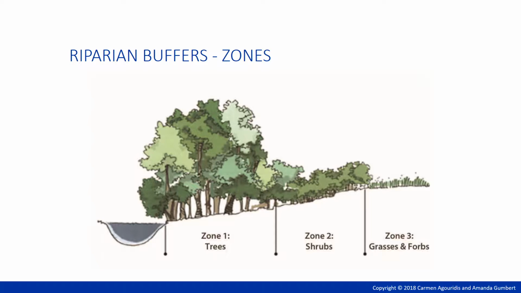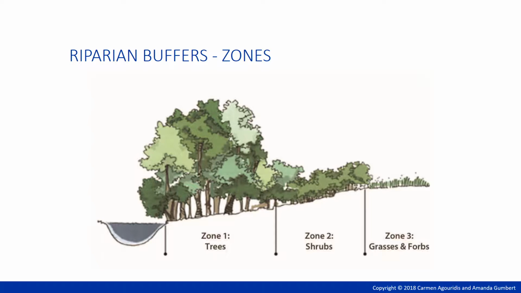Zone 1 includes moisture-tolerant plants, often trees, that provide shading to the stream. This shading helps regulate water temperature and keep temperatures at optimal levels for aquatic life. Zone 2 often includes shrubs that are moisture-tolerant but not necessarily wetland plants. Zone 3 includes grasses and herbaceous perennials that are tolerant of moderate to dry soil conditions.